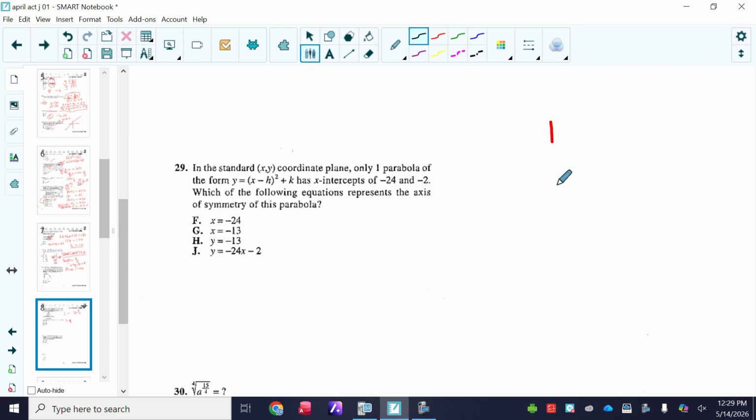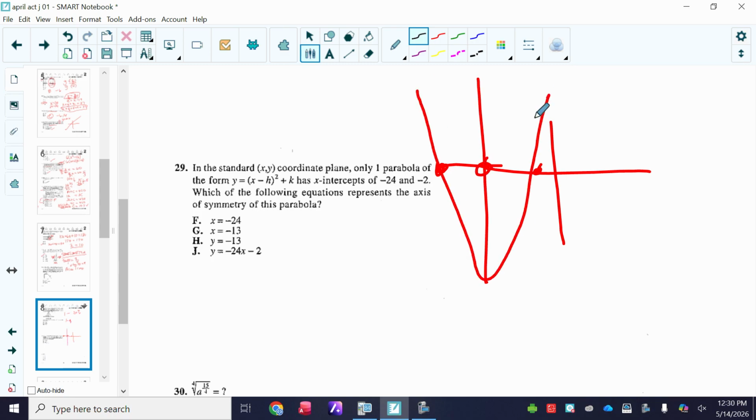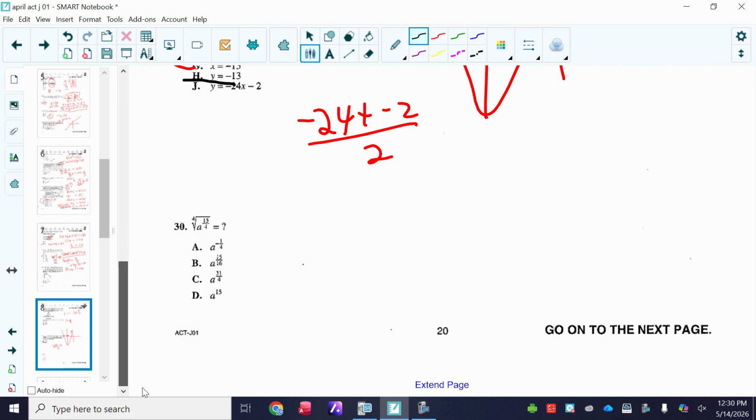The average of the intercepts, you got one at -2 and one way the heck out there. The average is where the symmetry is. So just add them up and divide by 2. Now the vertical line is an x equals, not a y equals. Y equals would be a horizontal line. Hey, we just got through this in algebra.